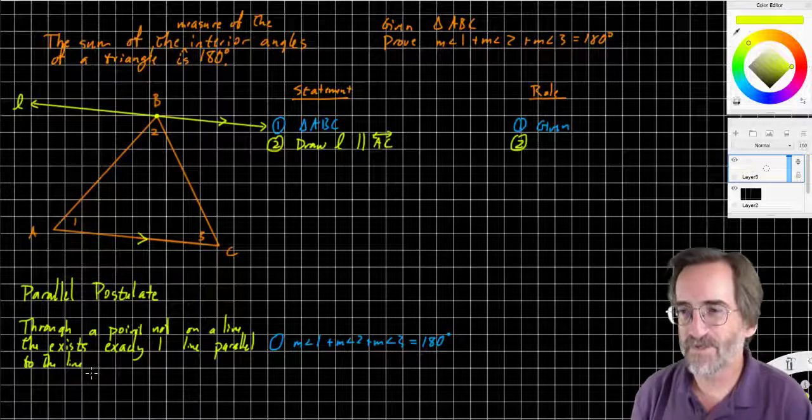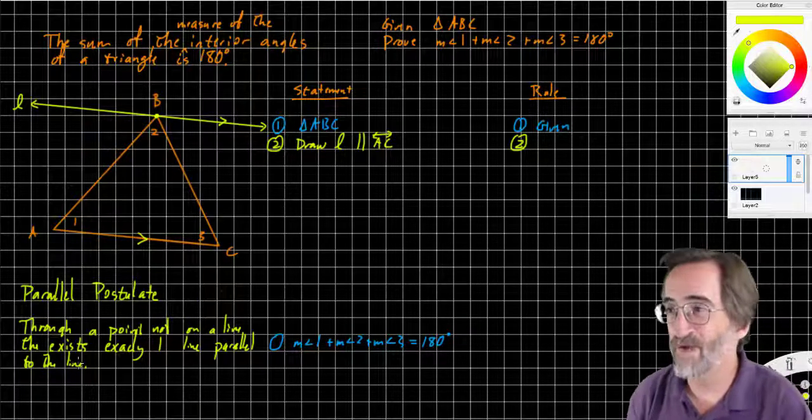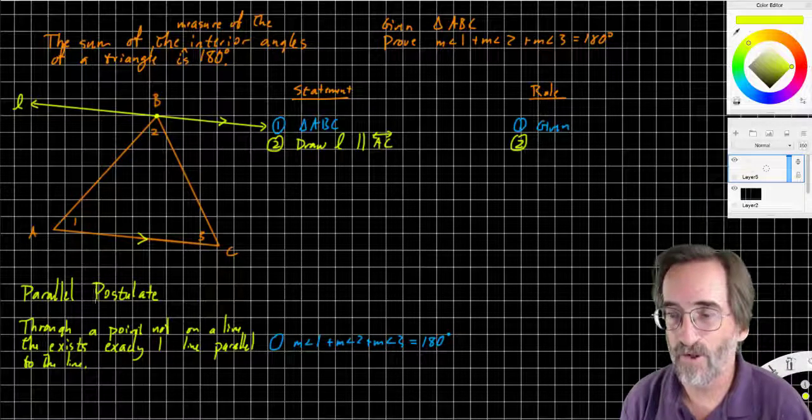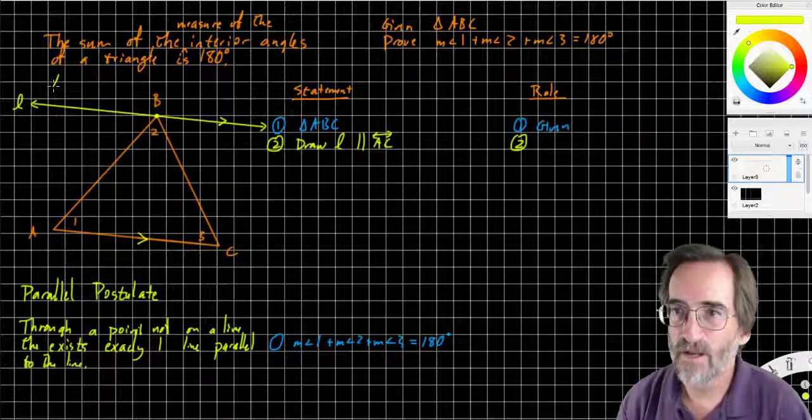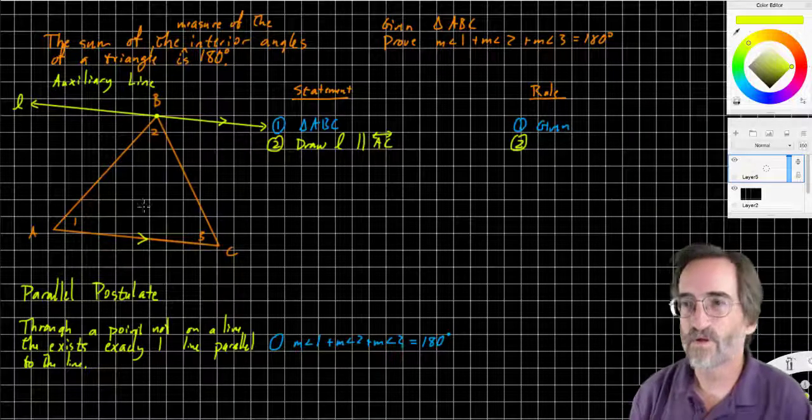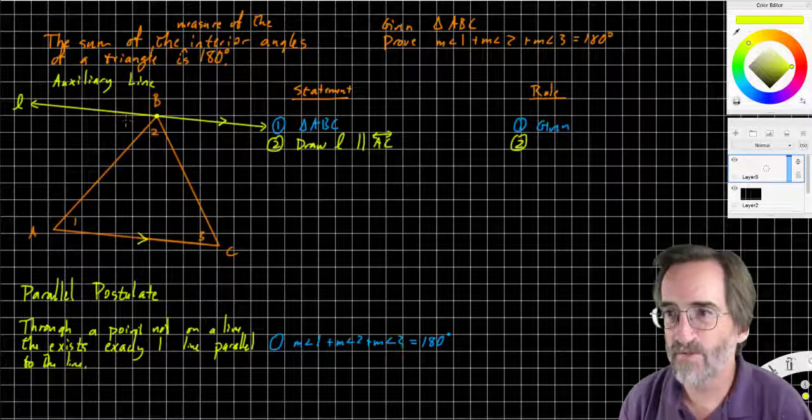I know it seems like a trivial point, but that's actually a major rule here. So draw line L parallel to AC. That's called an auxiliary line. It's a line not given in the proof, but it is a line that is useful for conducting the proof. And I'm going to label some angles here.